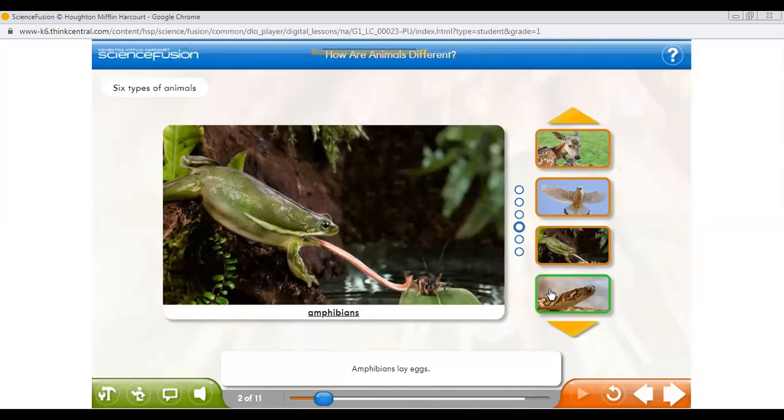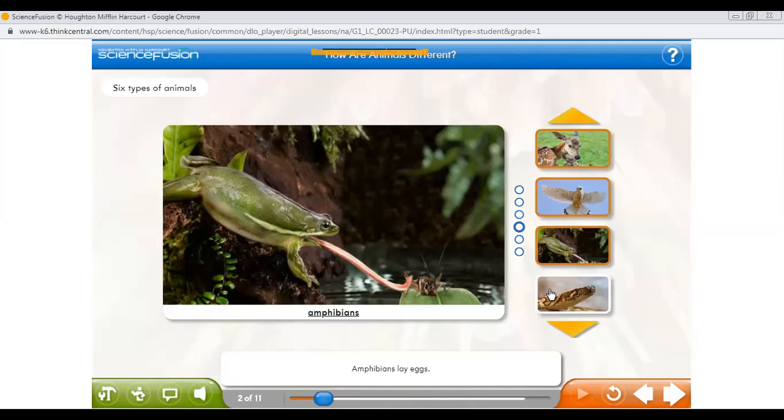So the animals that live in water need gills to breathe. With lungs, you cannot live in water. You die. So the animals that have gills can live in water, and the animals that have lungs can live on land. So the frog has both. It can live on land and also in water. So now it is an amphibian.